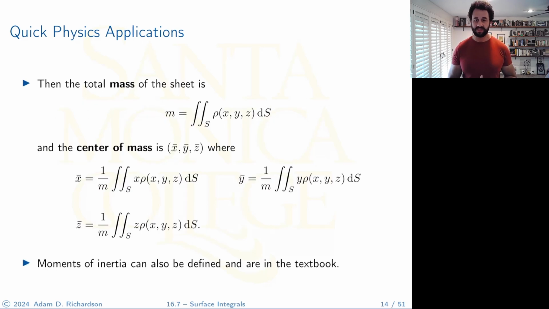Then the total mass of the sheet is going to be the same thing we saw in the past. It's going to be density times dS, right? That'll give you the infinitesimal mass. You're going to add them all up, and that'll give you the total mass of the sheet.